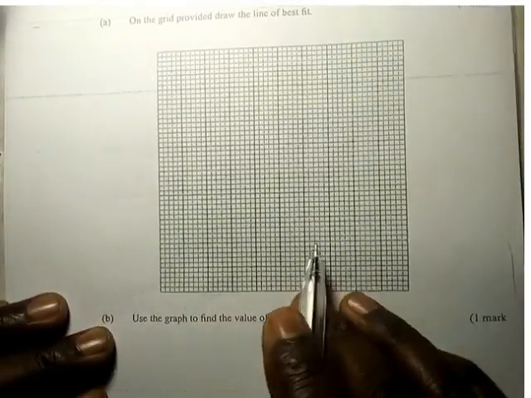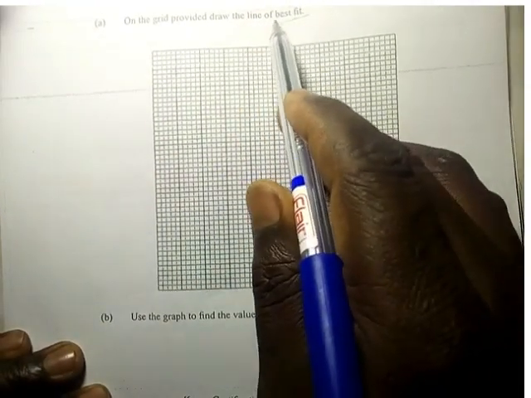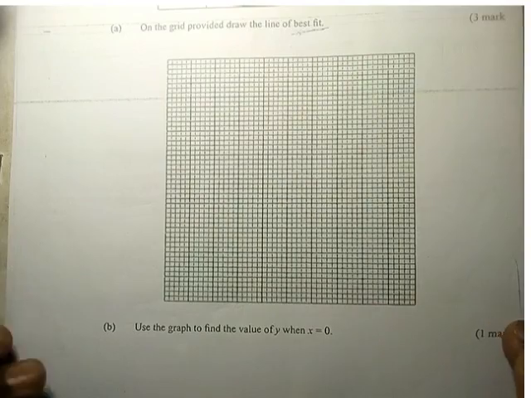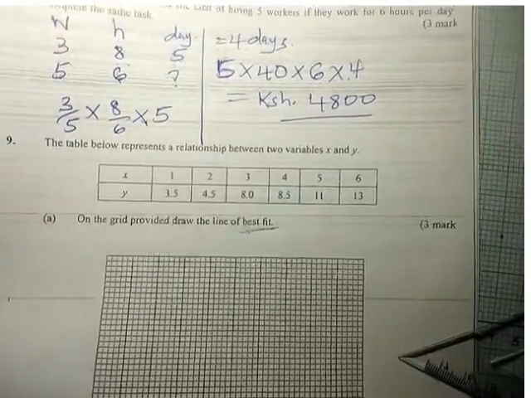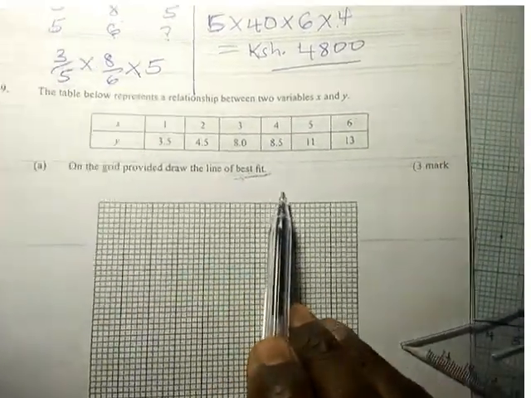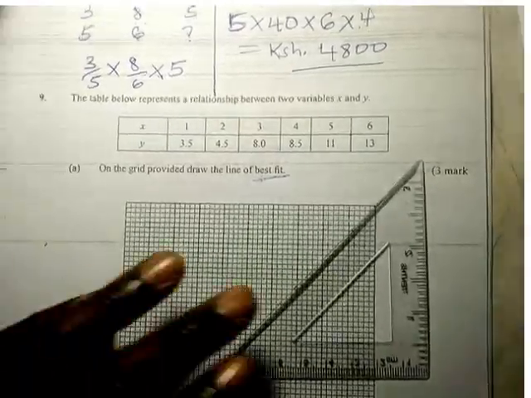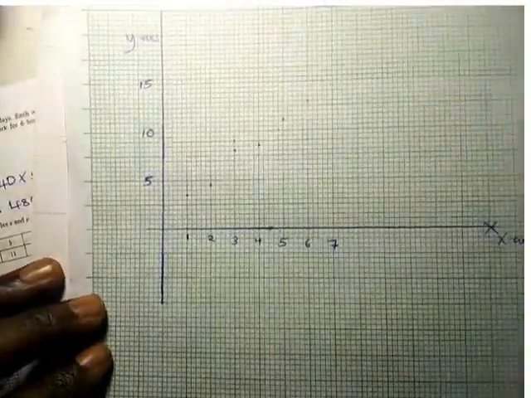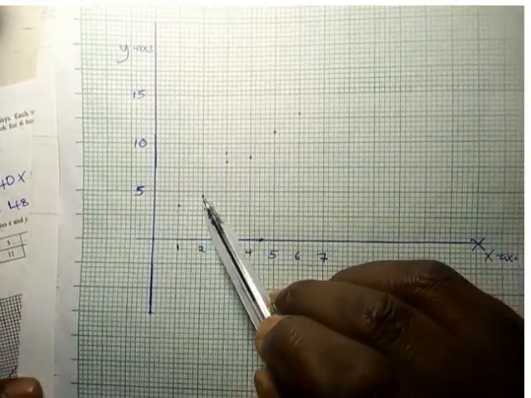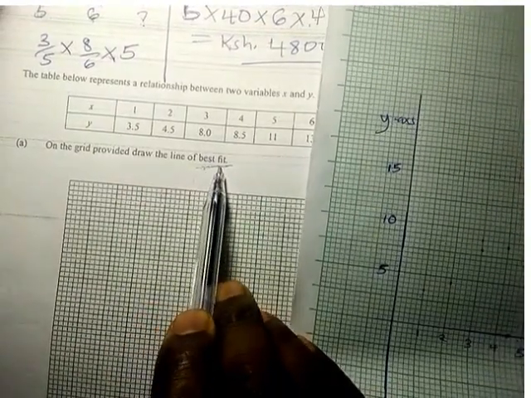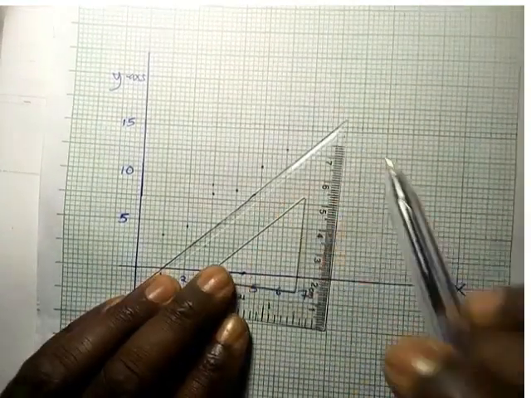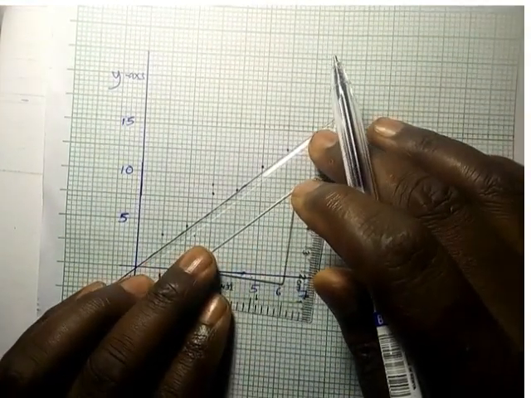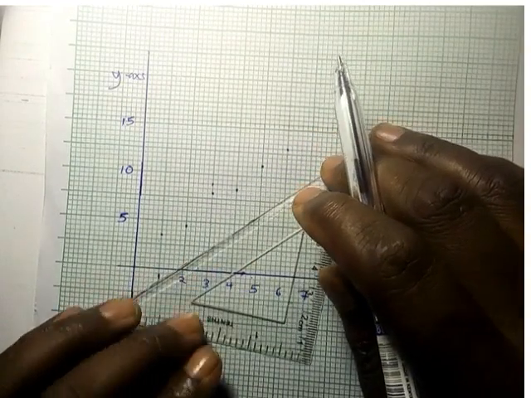So we are supposed to draw a line here of the best fit. So nimeplot this number, is letter x, y, nimeplot kwa graph. Nimetumia hii graph ndio inaonekana vizuri kidogo. Sasa nimepata hizi points, kuna hii na hii na hii na hizi mpaka hapa. Tuliambiwa draw a line of best fit. Best fit inamaanisha unaweka rula, unahakikisha inachukua ile yenye mahali hiyo line itachukua points nyingi. Hiyo ndio inaitwa the line of the best fit.